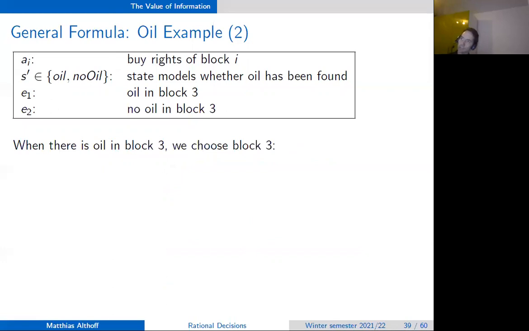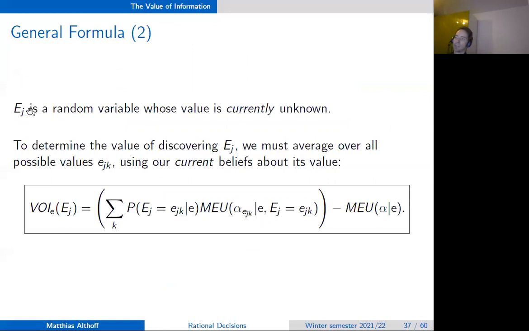Okay, now let's bring in the seismologist, and he or she can tell you whether there's oil in block 3 or not. And the seismologist either says, yes, there is oil, or there's no oil. So E1 is one outcome and E2 is the other outcome, right? So these were the possible outcomes that we considered here in the formula.